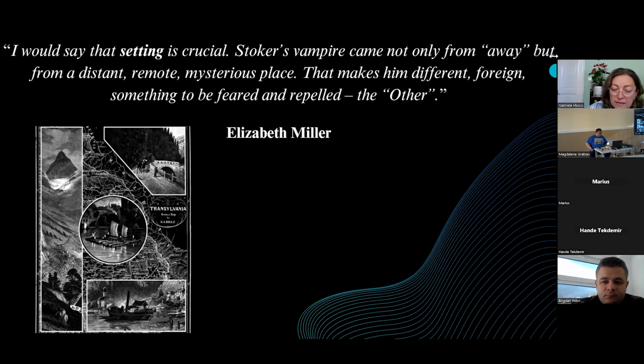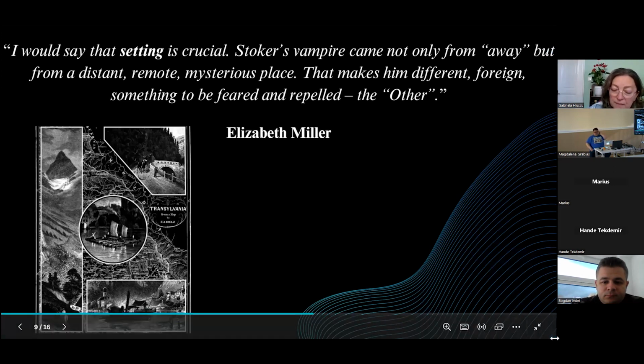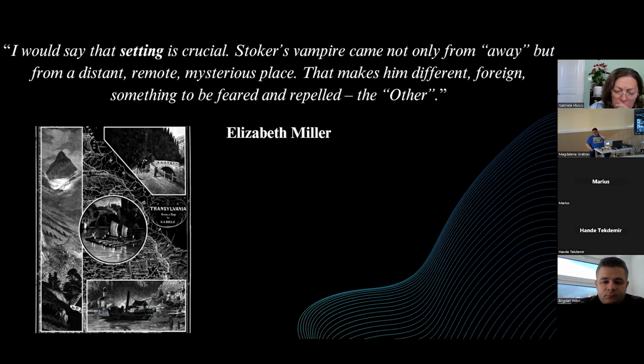I would say that setting is crucial. Stoker's vampire came not only from away, but from a distant, remote, mysterious place. That makes him different, foreign, something to be feared and repelled. The other, said Elizabeth Miller.